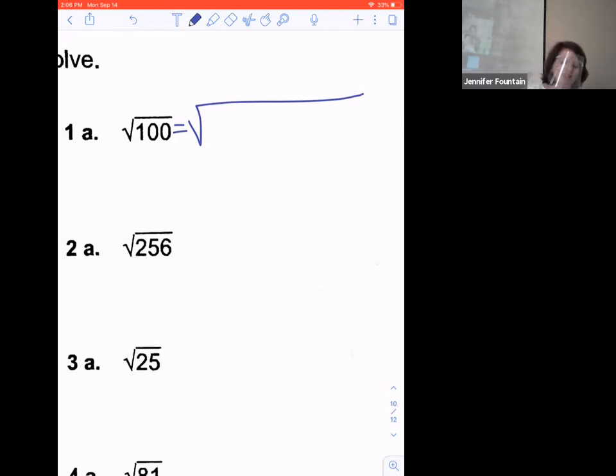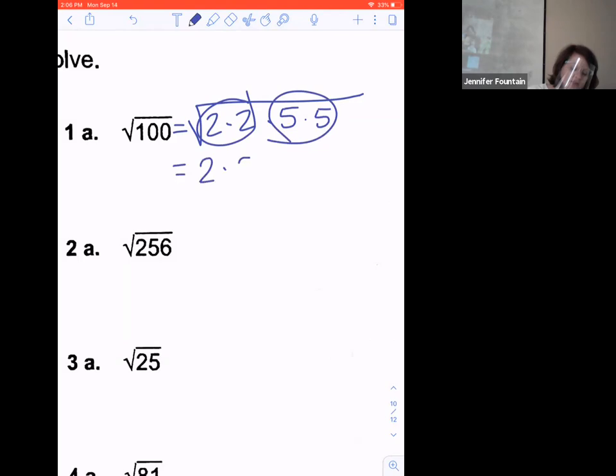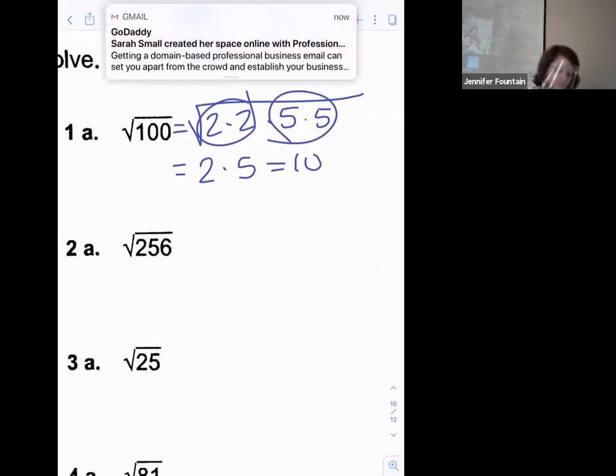All right, so we know that 100 is 10 times 10, and what times what makes 10? 2 times 5, right? So I know 100 will be 2 times 2 times 5 times 5. So I have 2s and I have 5s. My 2 and my 5 both get to come outside, and 2 times 5 is 10. So also knowing perfect squares, the square root of 100 is 10.